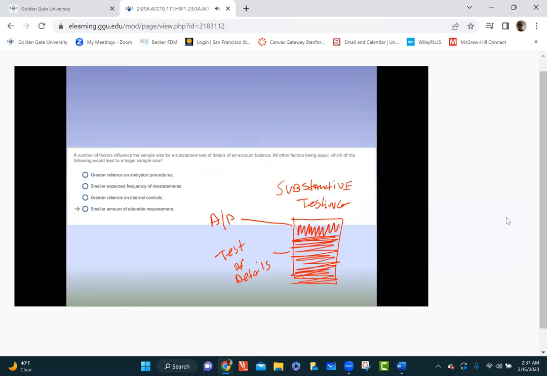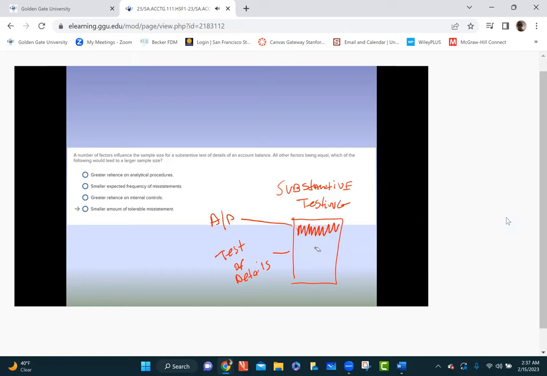So again, an example of a test of details would be confirmation of accounts receivable. We send out the confirmation, that's a test of detail. We're not going to confirm every single account receivable, most likely. Assuming my client had 10,000 accounts receivable, I don't want to have to test every single one of those. So I pull a sample, I would use sampling for that. Now what happens?